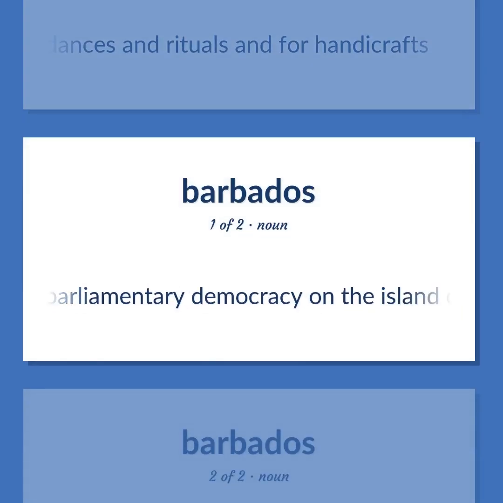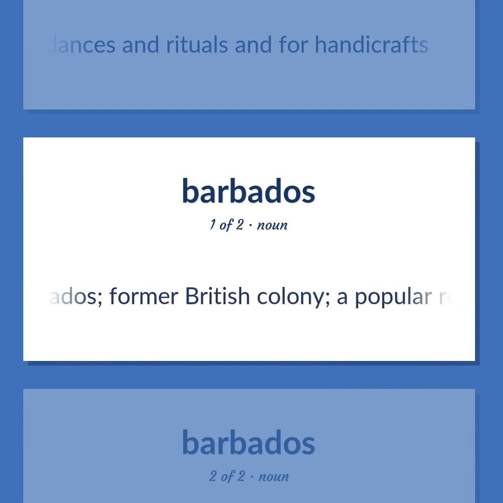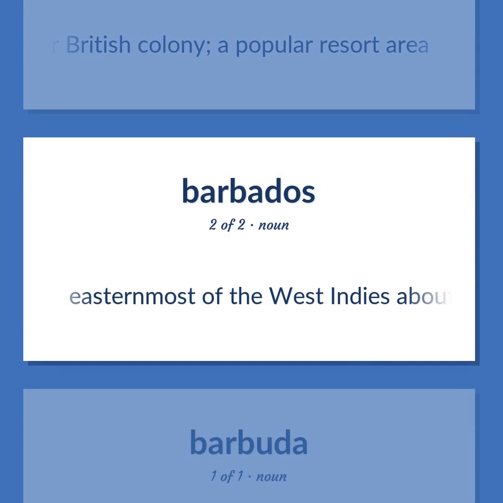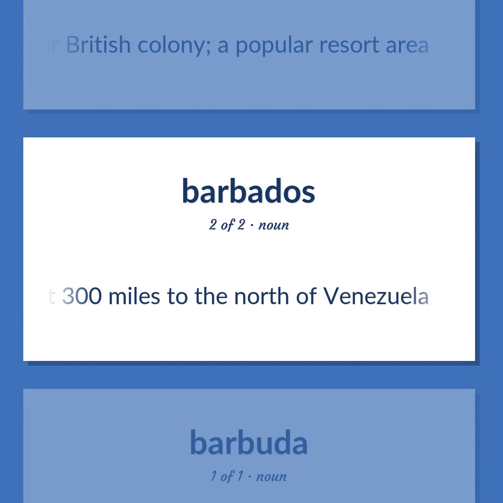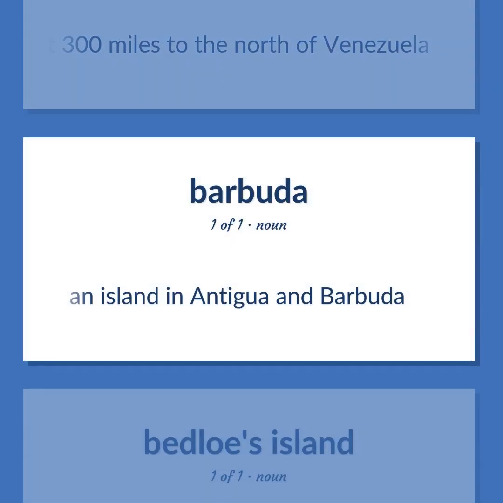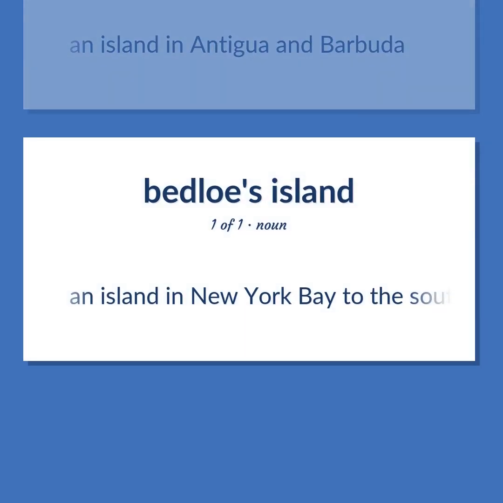A parliamentary democracy on the island of Barbados, former British colony, a popular resort area. Easternmost of the West Indies about 300 miles to the north of Venezuela. An island in Antigua and Barbuda. An island in New York Bay to the southwest of Manhattan where the Statue of Liberty stands.